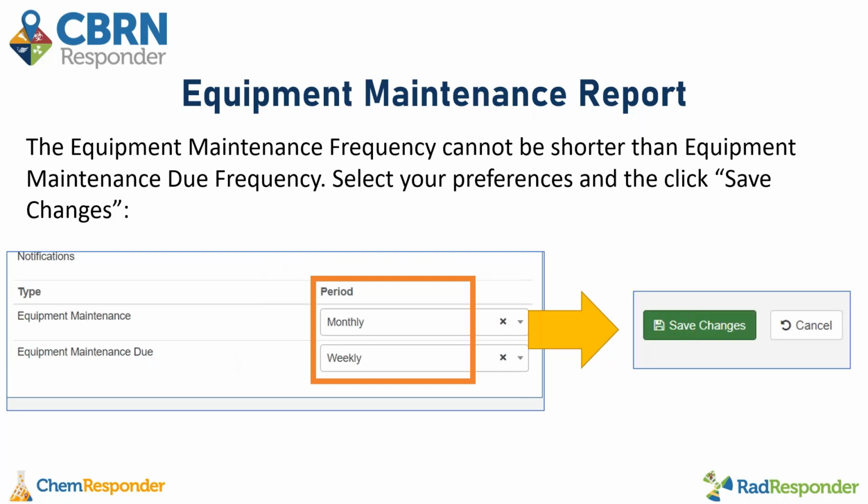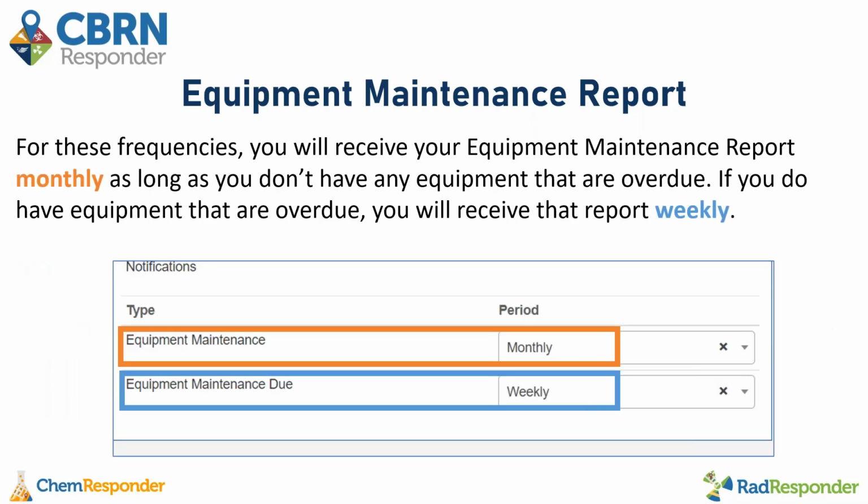Just note that the equipment maintenance frequency cannot be shorter than equipment maintenance due frequency, and so you will select your preferences here. You'll receive your equipment maintenance report monthly as long as you don't have any equipment that are overdue, and if you do have equipment overdue, you'll receive that report weekly. So you can, of course, customize these frequencies to best suit your needs.